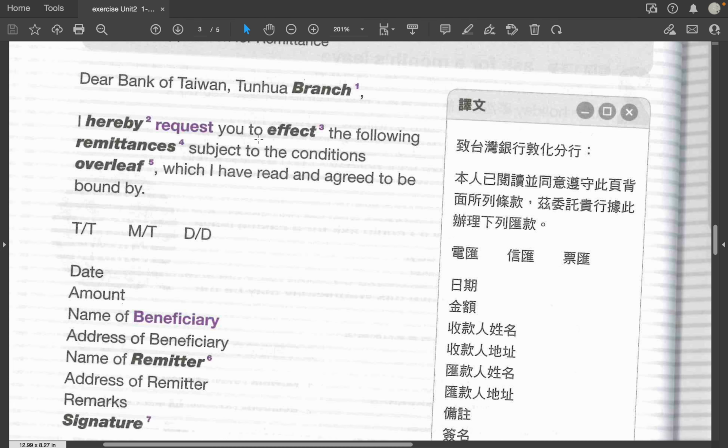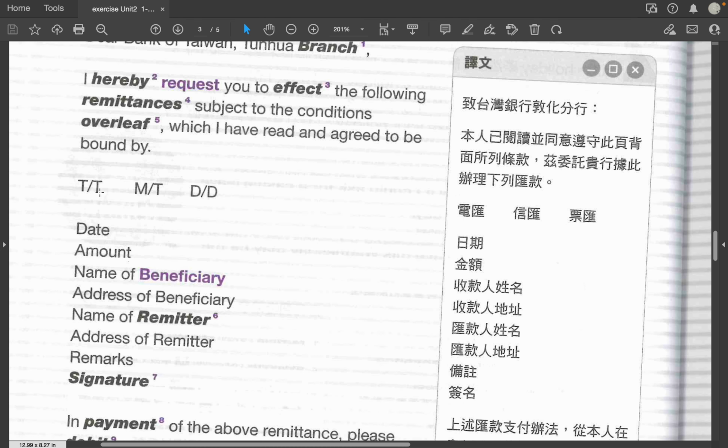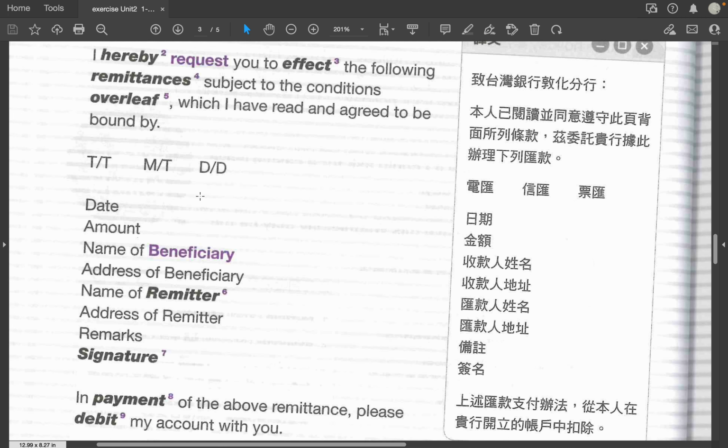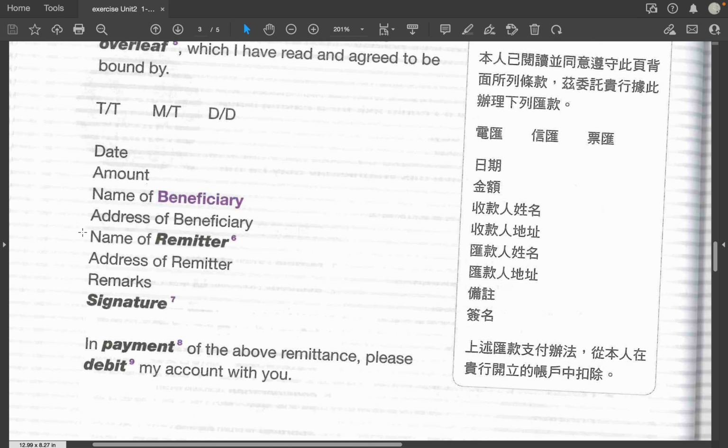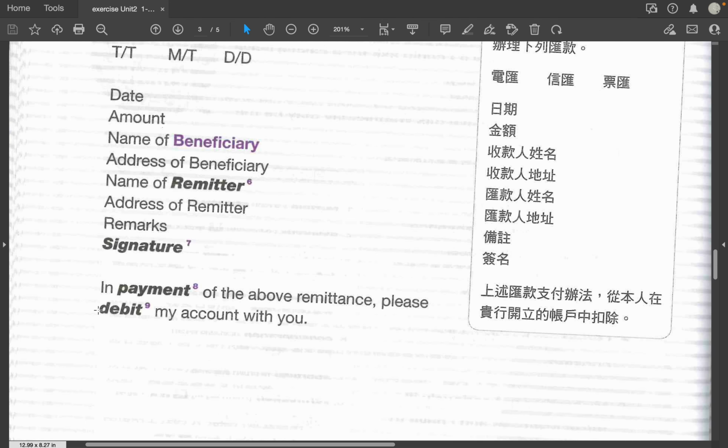I hereby request you to effect the following remittances subject to the conditions overleaf which I have read and agreed to be bound by. Date, amount, name of beneficiary, address of beneficiary, name of remitter, address of remitter, remarks, signature. In payment of the above remittance, please debit my account with you.